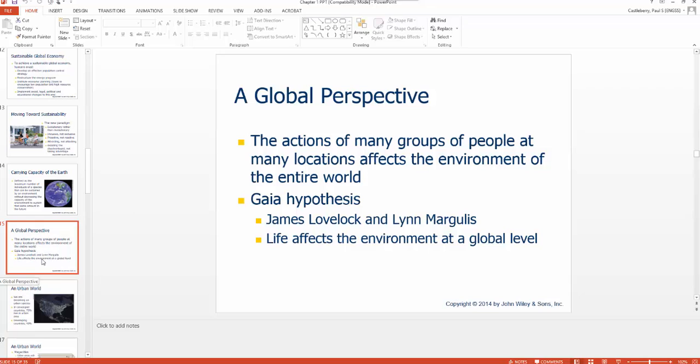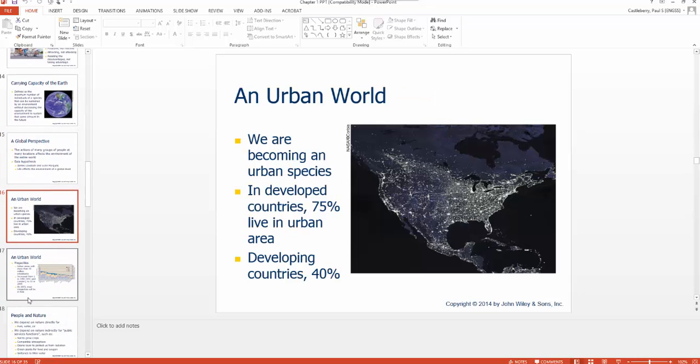Now, if we go from the global area down to an urban world. Earlier I talked about an urban world. More and more of our world is becoming urban. In fact, part of that is driven by technology and economics. Human population is rapidly urbanizing.